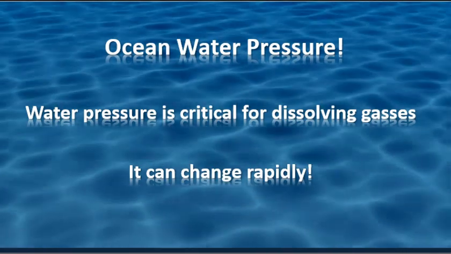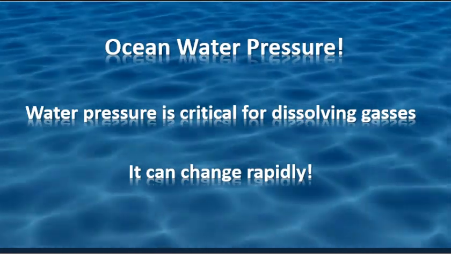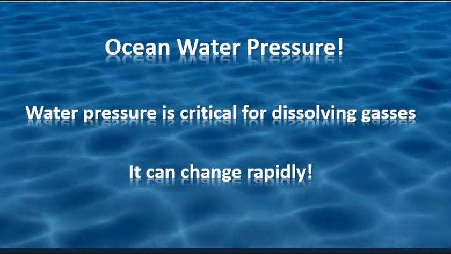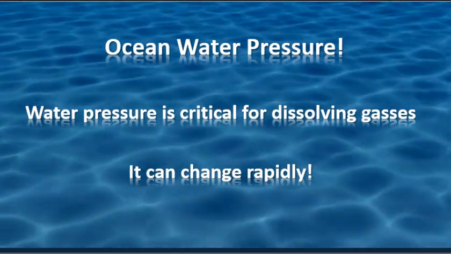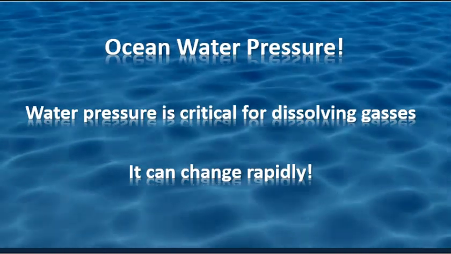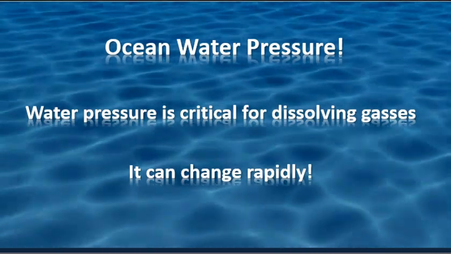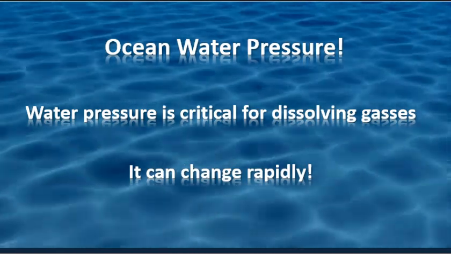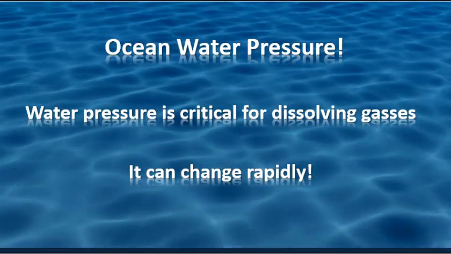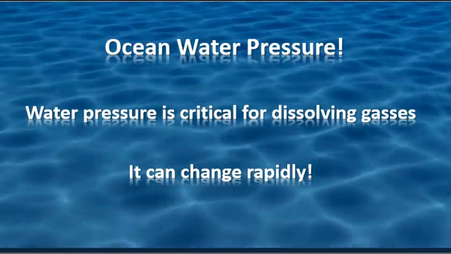Let's talk about pressure now. Ocean water pressure is critical for dissolving gases in the water. It's important that gases get dissolved into the water so that creatures who live there can actually have oxygen to breathe. So we need pressure to squeeze the oxygen from the atmosphere and get it into the ocean. It can change very rapidly, mostly depending upon depth, how deep you go in the ocean. Y'all already know all that.